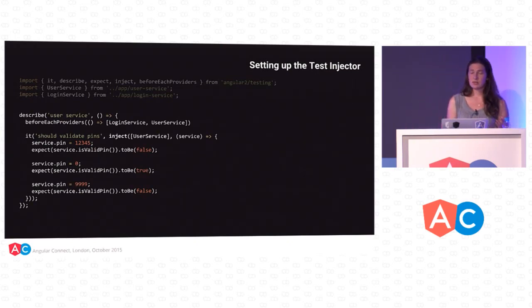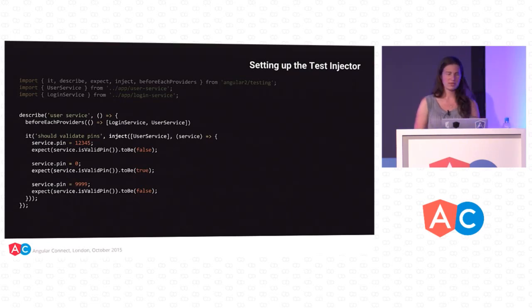Then, inside of our test, we can grab it from the list of things that we're injecting. We grab a user service. We can change its pin directly and run expectations. In this case, we're running the isValidPin function to test that that works properly. So, simple tests.